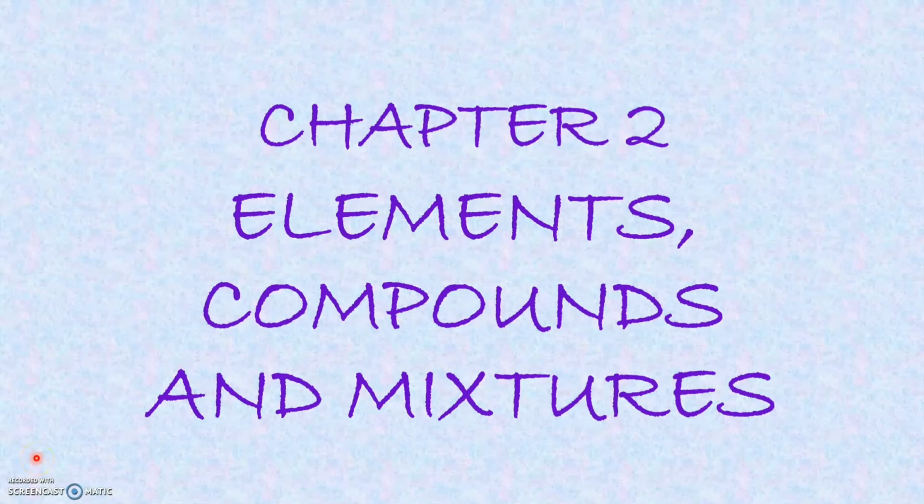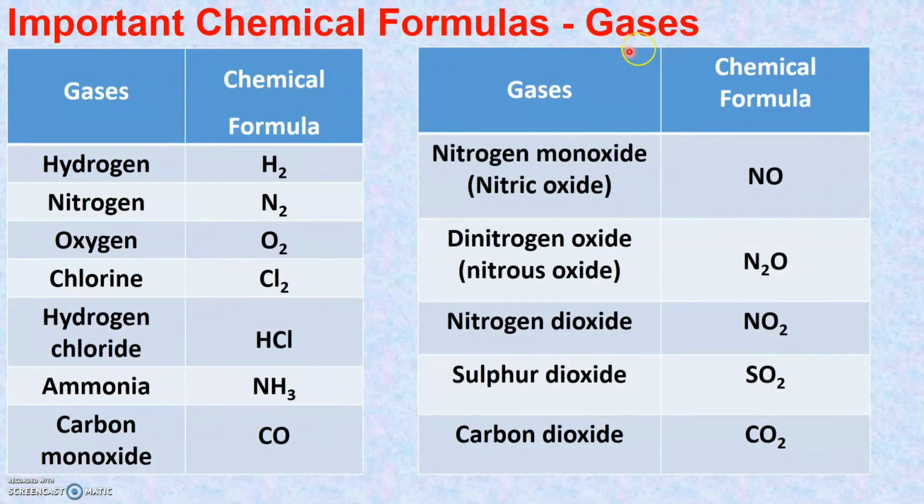In our previous class, we have seen how to write the chemical formula of various compounds by following three important steps. So in today's class, we are going to see the chemical formulas of few important compounds. So let us begin with the chemical formulas of few gases. Gases like hydrogen, nitrogen, oxygen, chlorine, hydrogen chloride, ammonia, carbon monoxide, nitrogen monoxide, dinitrogen oxide, nitrogen dioxide, sulfur dioxide and carbon dioxide. Now let us see the chemical formula of each of these gases.